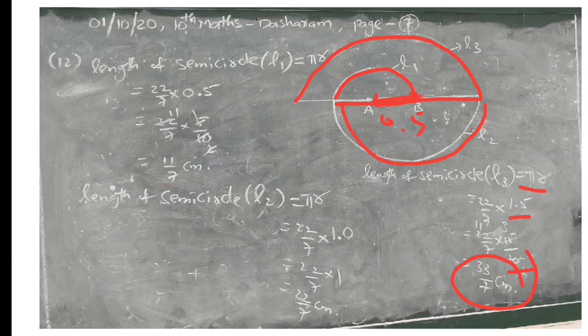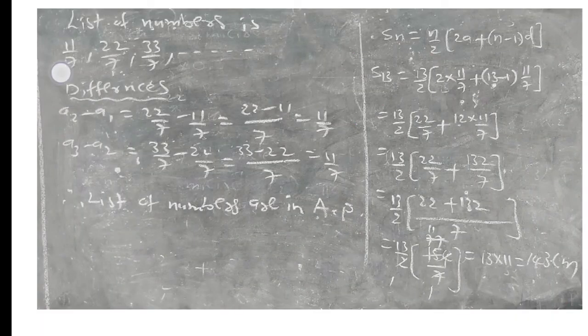So that's enough, 3 numbers to form the list. Let's prepare the list now. Here is the list of the numbers: 11 by 7, 22 by 7, 33 by 7. Let's verify whether this list forms an AP or not. Here I found the differences, 11 by 7. So the list of the numbers is in the AP.